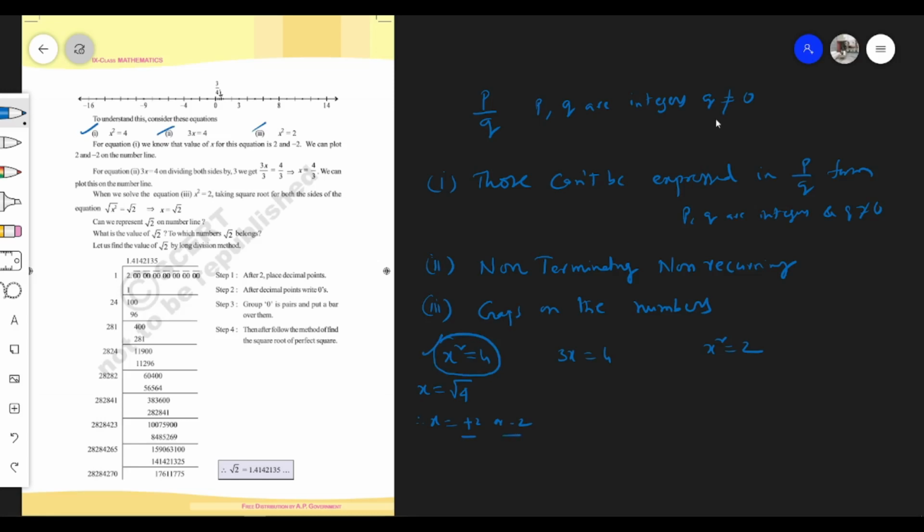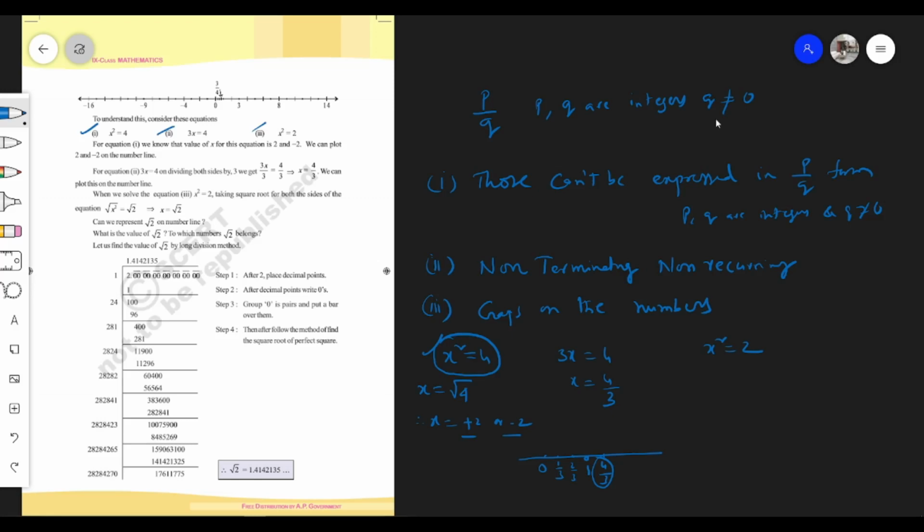If I ask you to represent these numbers on the number line, yes, it's very easy to represent them. Come to the second equation: 3x is equal to 4, and x is equal to 4 by 3. Bring this 3 to this side. Again, if I ask you to show this 4 by 3 on the number line, why not? You are ready to show it: 0, 1 by 3, 2 by 3, 3 by 3 which is 1, and then 4 by 3. Here it is.